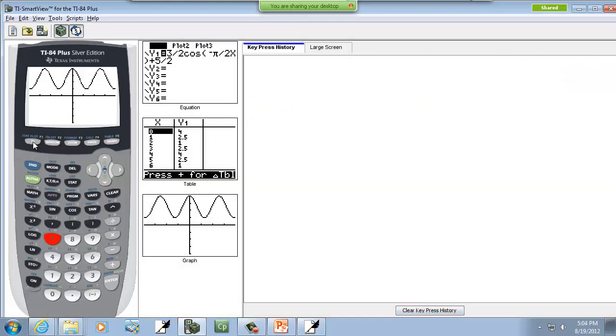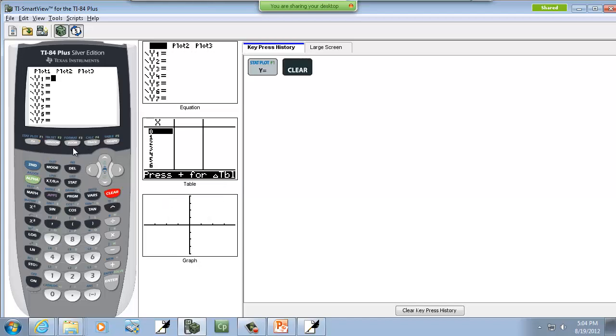And I have to kind of clean this up. I was doing some trig. Okay, then zoom, and then z standard. There we go.